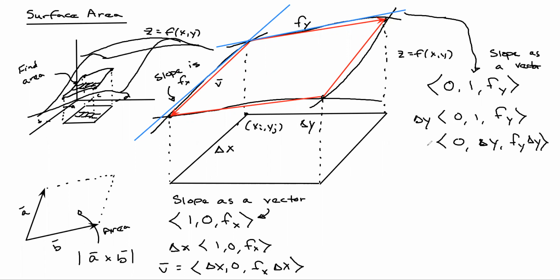All right, and so now what we've done is we've defined these two vectors. If we take the length of their cross product, it will get us the area for this little patch of surface.